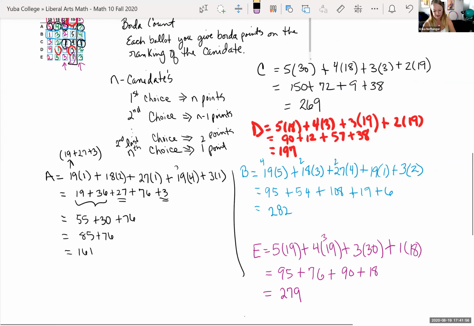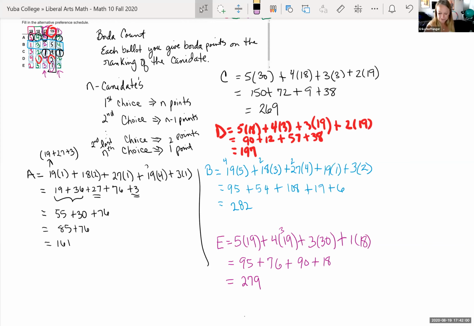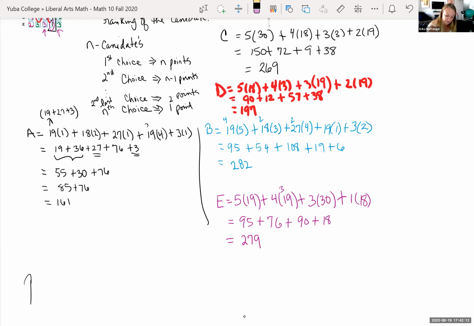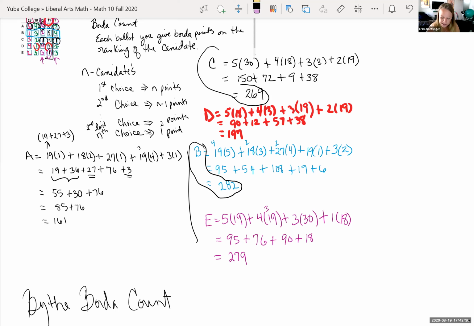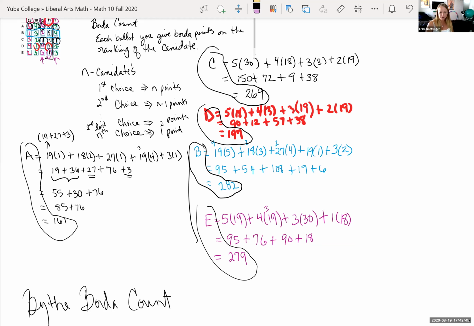Okay, so by the Borda count, who would be the winner? Right. So some of you are chiming in B. So you want to look at how many Borda points each one got. So B got 282, C got 269. 282 is bigger than 269. D got 197. Again, 282 is bigger. A got 161. And E got 279. So B, it looks like just by 3 more points, got it.